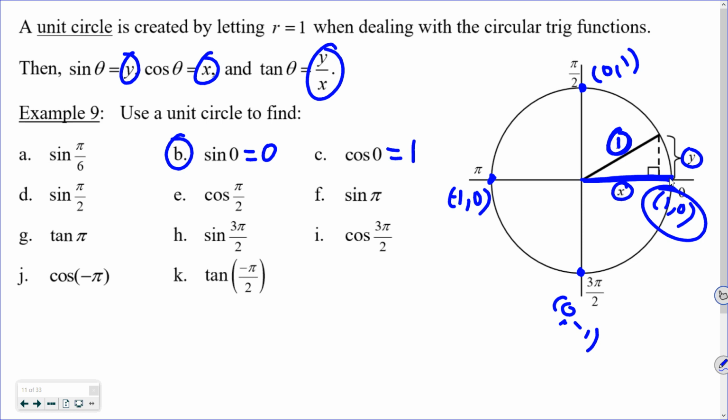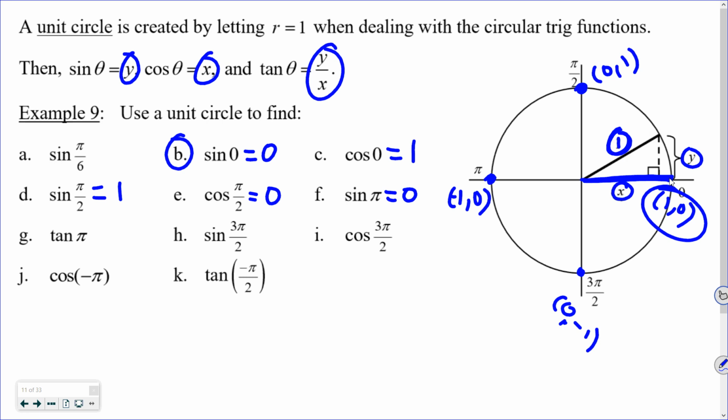The sine of pi over 2, that's right up here. Sine is the y coordinate, so it equals 1. The cosine of pi over 2 is the same point. It's equal to the x coordinate. The sine of pi, so we're right here, sine is the y, so it's just equal to 0.